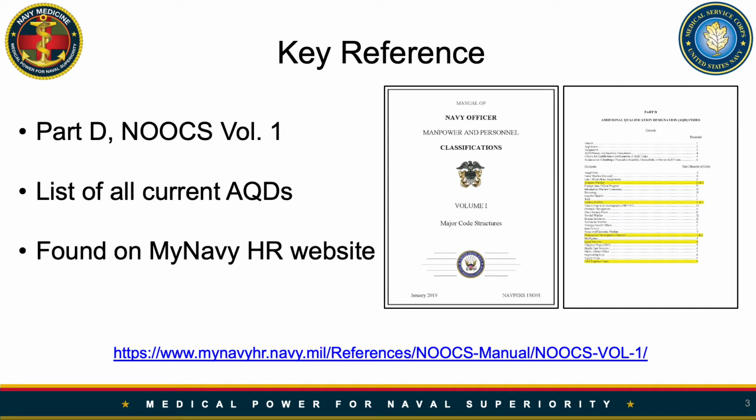This manual contains a lot of useful information, like listings on service schools, subspecialty codes, and a point of contact listing for entries on your officer data card. For today, we're interested in Part D, which lists AQD codes. A link directly to the manual is provided below.